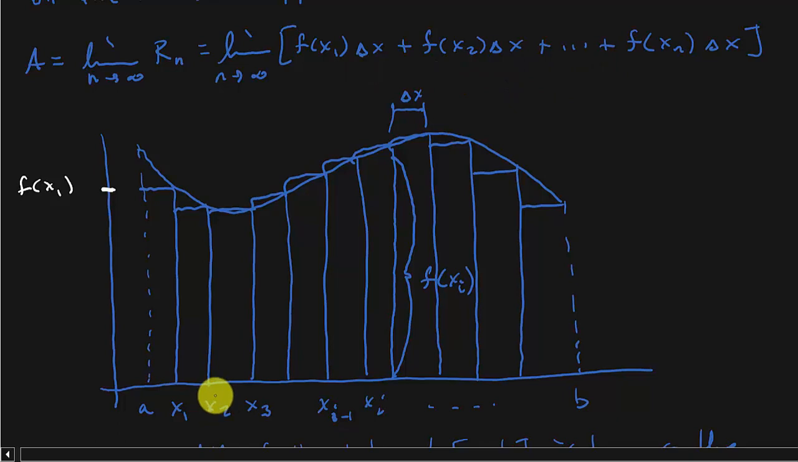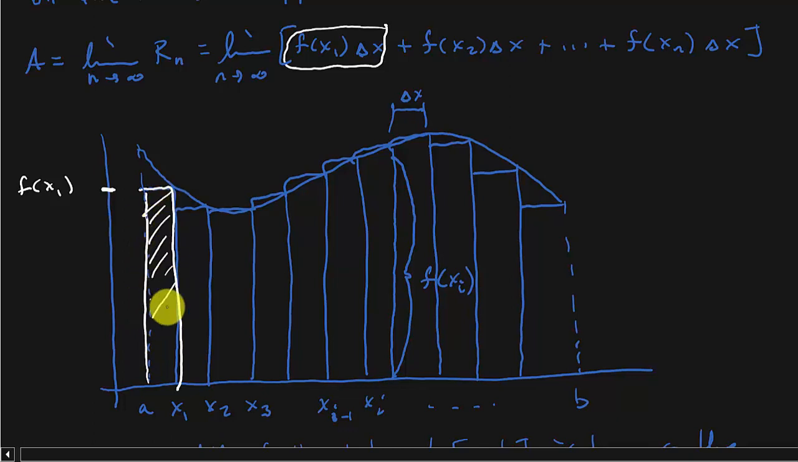The height of the next rectangle, and then times the width, and so on. And you have an infinite number of rectangles. That's all this is saying. See, this right here, that's the area of this first rectangle right here. That's this area right here. Plug the x1 in for the height, which is the f of x1, and then times the width. And the width of all the rectangles is delta x.